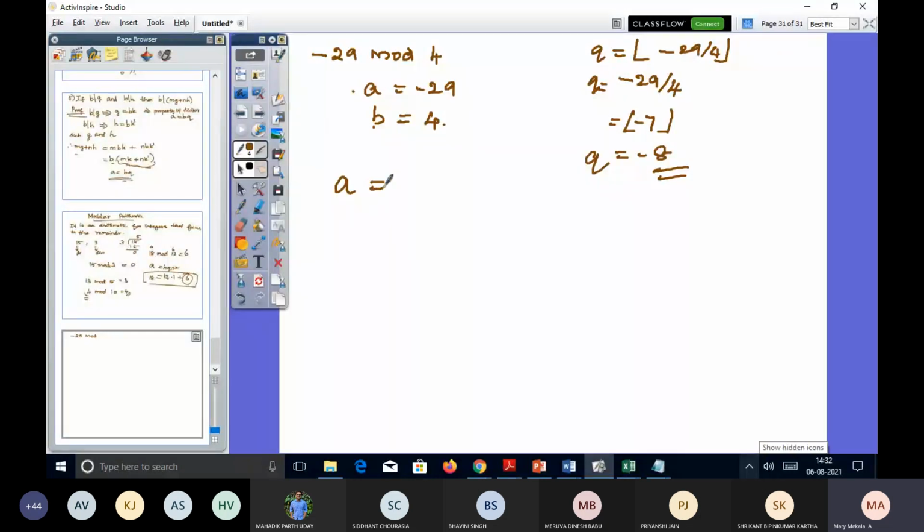A is equal to BQ plus R, isn't it? So what is the value of A? That is minus 29. This is the left hand side. And in the right hand side, you have B. What is the value of B? That is 4 into what is the value of Q? That is minus 8 plus, and this one you have to find out.